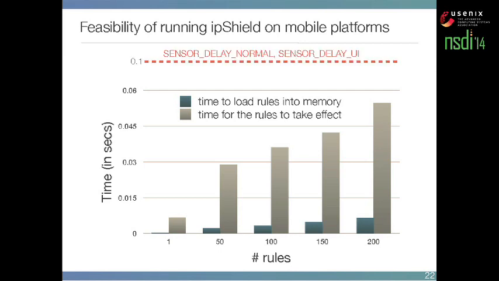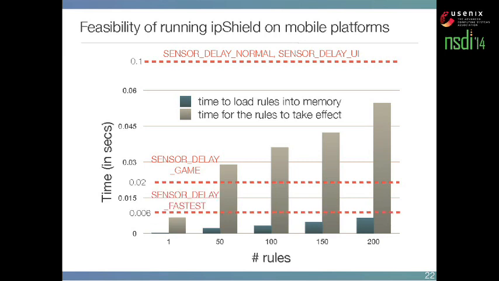In the sensor delay normal and sensor delay UI modes, which are the preferred modes for power efficiency, the intersample delay is large enough that even 200 rules can be brought into effect. For sensor delay game, we observed that for 50 rules, around 2 samples are released without being subjected to the new rules. And for sensor delay fastest, which is the fastest mode of acquiring sensor data and is very taxing on the battery, you'd release around 6 samples.